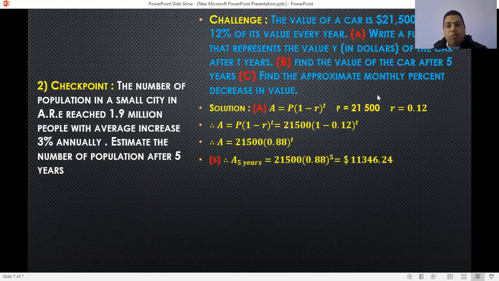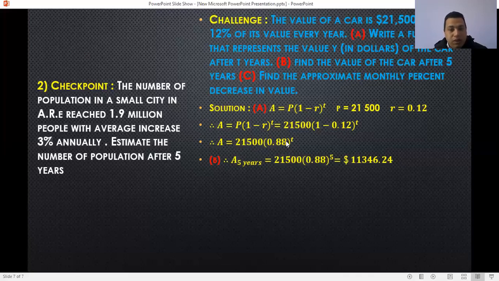Part C, find the approximate monthly percent decrease in value. Pay attention, look intently and carefully at this part of the problem. He wants to find the approximate monthly percent decrease. We have here the approximate yearly percent decrease, which is 12%. It loses 12% every year, not every month. I want to find the decay percent monthly. Okay, how to find this?